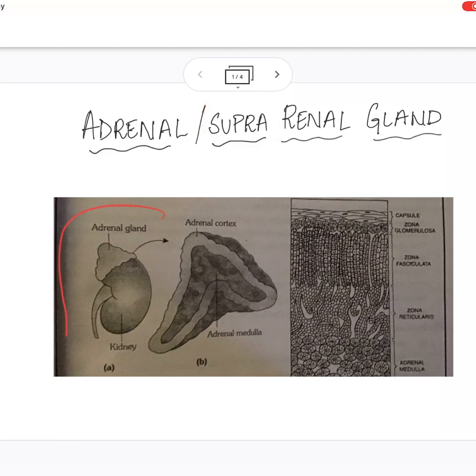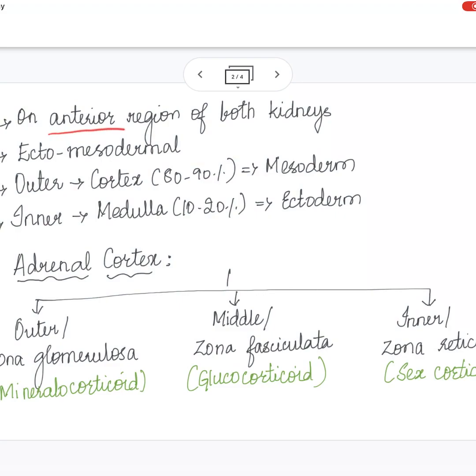If you can see over here in the diagram, this is the kidney. This is present on top of the kidney. You can see two adrenal glands located, because of which the name given is suprarenal gland. Now where are they located? They are located on the anterior region, that means on top of both kidneys. What is the origin? That is the main important question that you have to remember, and the answer is ectomesodermal in origin.